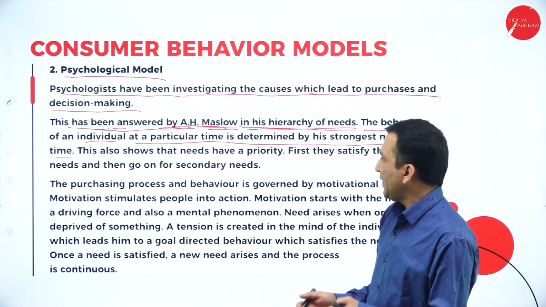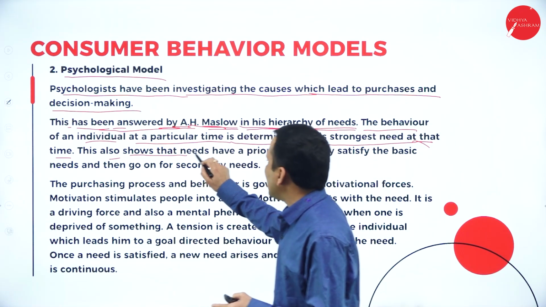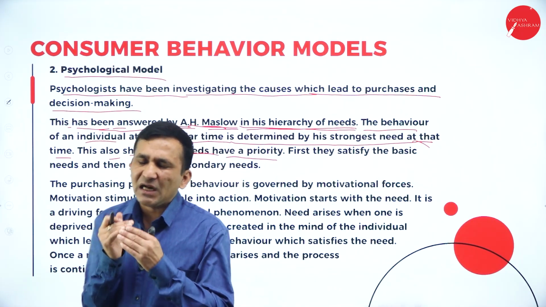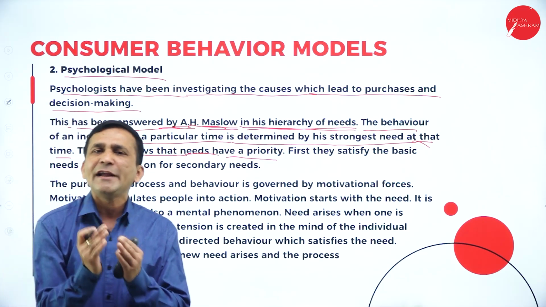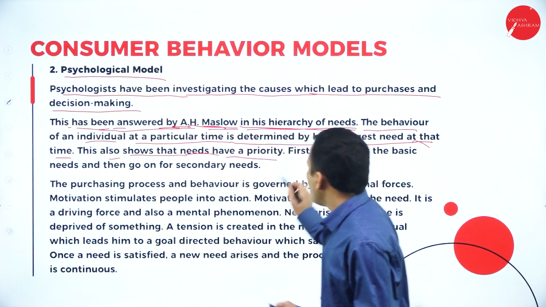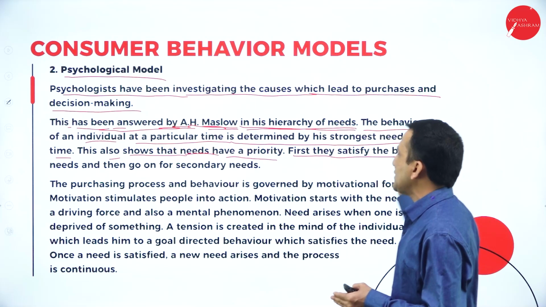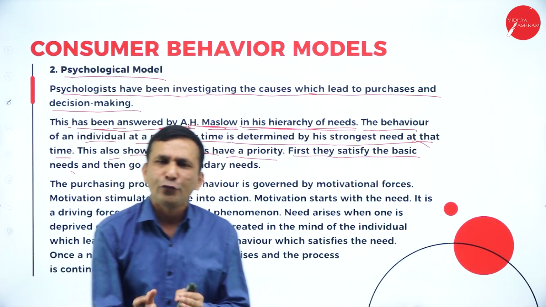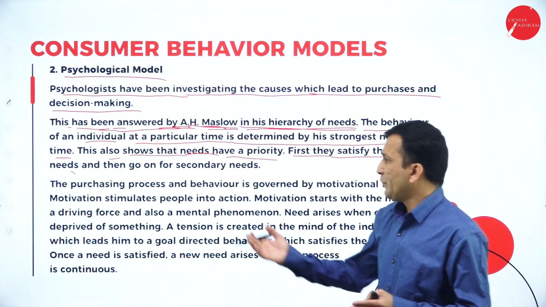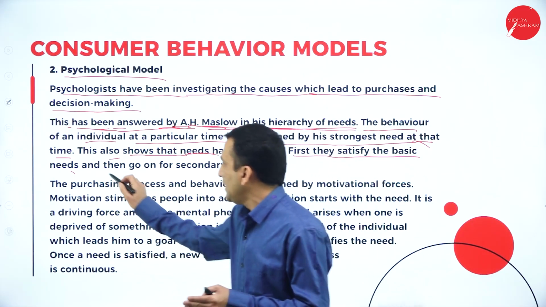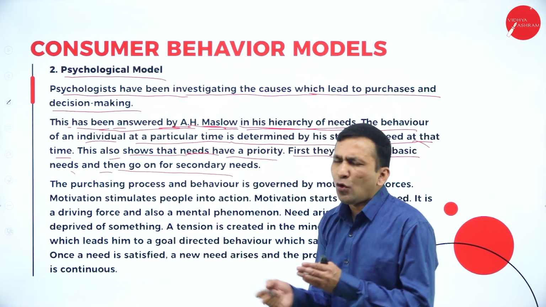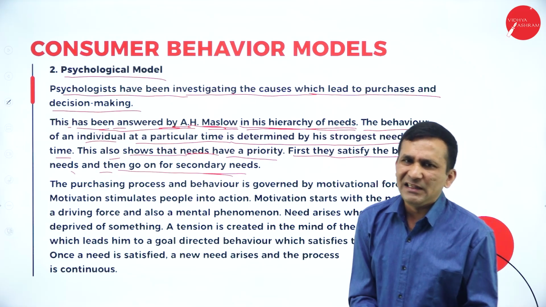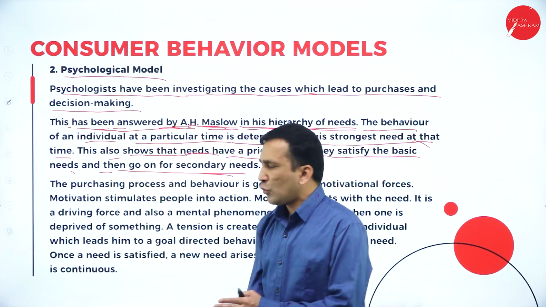You can see one image. This also shows that needs have a priority, because according to the consumer's priority, they try to fulfill the needs. Okay, first they satisfy the basic needs. Once they satisfy the basic needs, which are related to food, clothing and shelter, the basic requirements, then they go for the secondary needs.